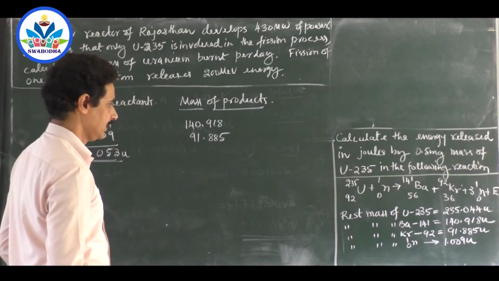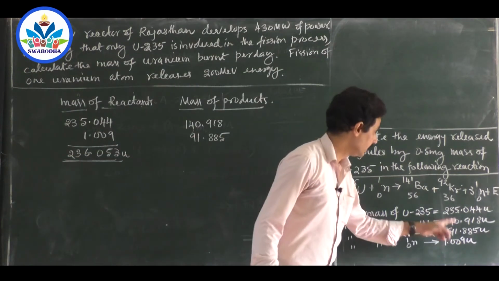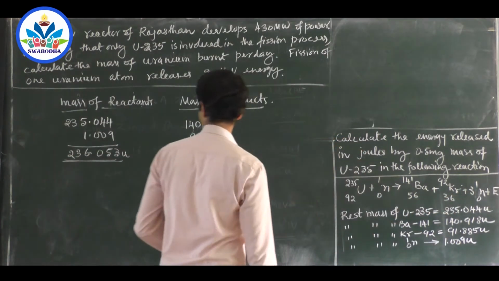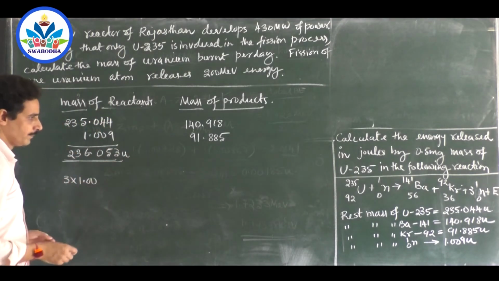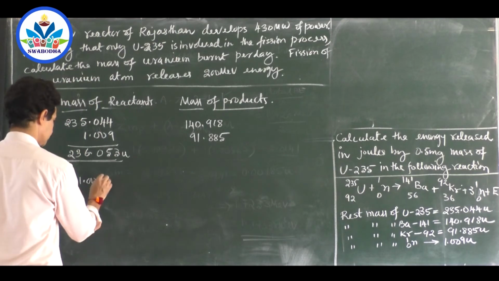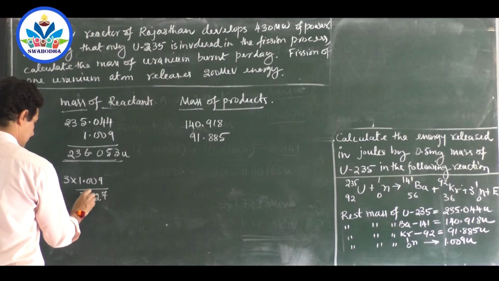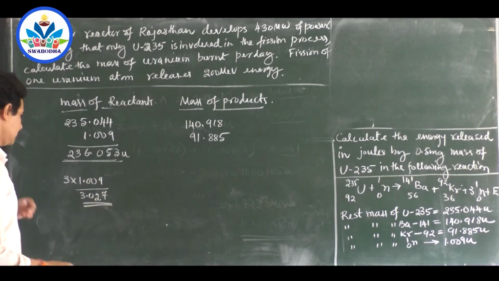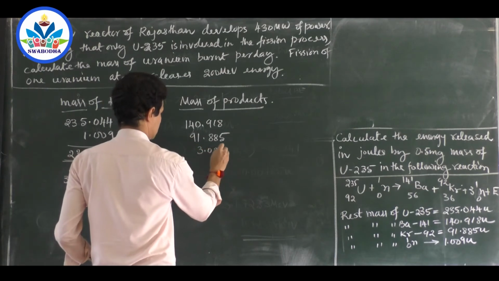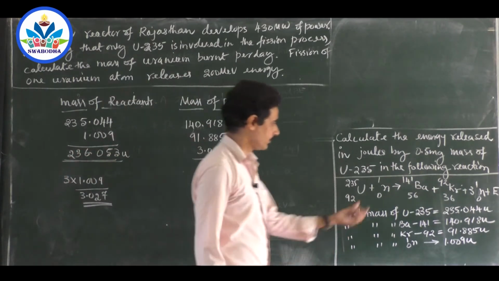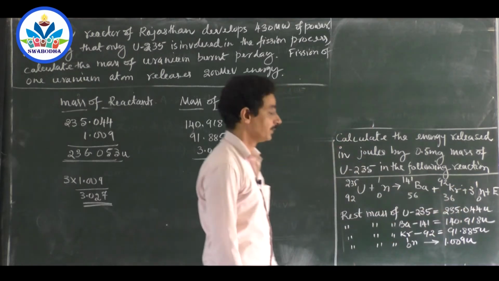91.885, 140.918, and the mass of 3 neutrons you have to put, not 1 neutron. What is the mass of 3 neutrons? 3 into 1.009, that is 3.027. So the mass of 1 barium, 1 krypton, and 3 neutrons. We have to put 3 neutrons here. Now what is the mass?